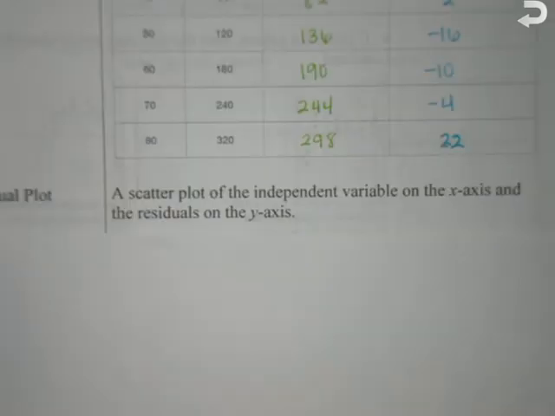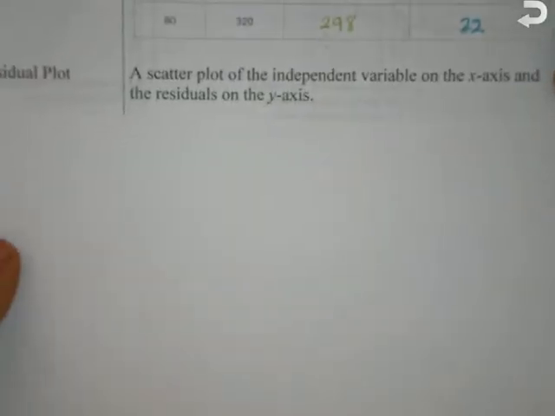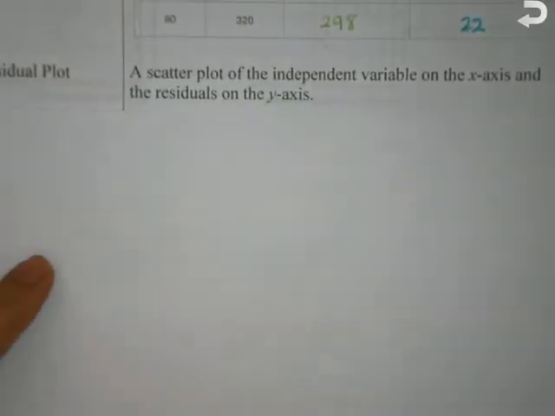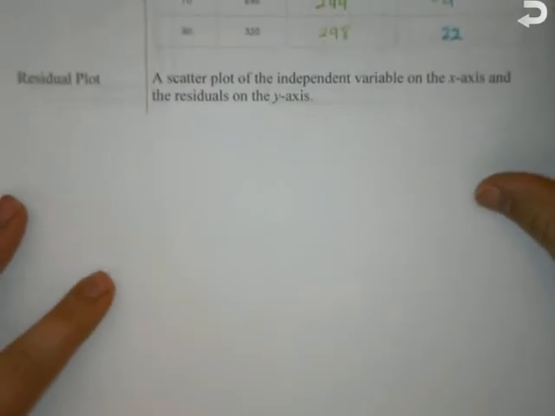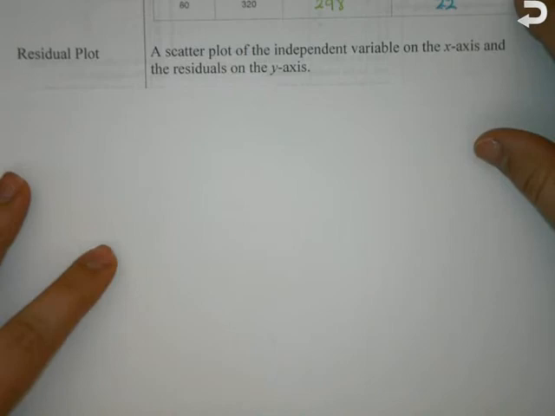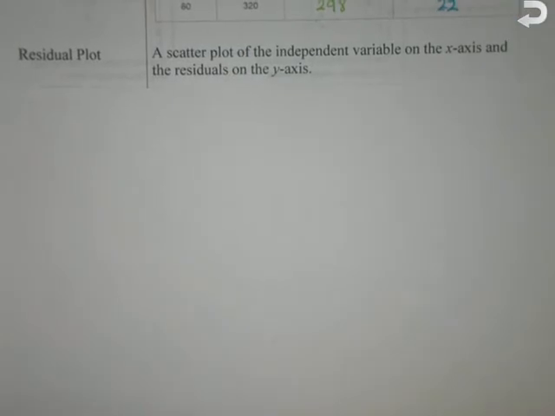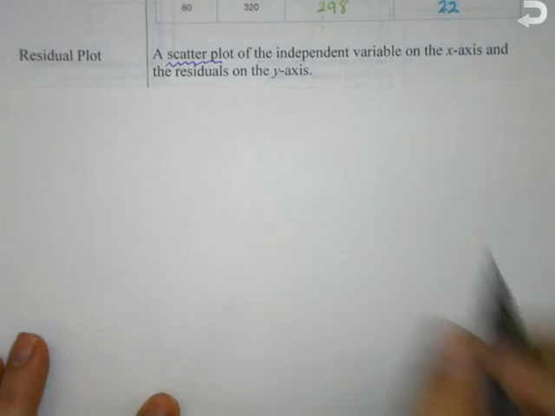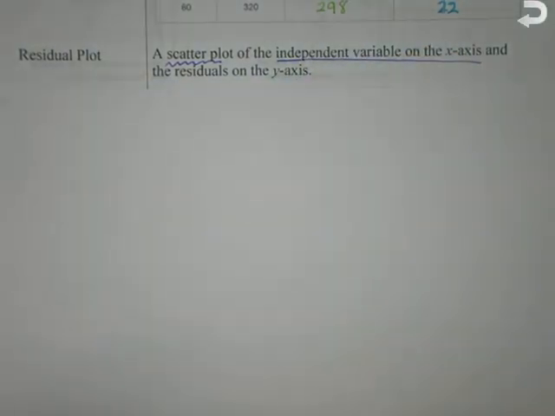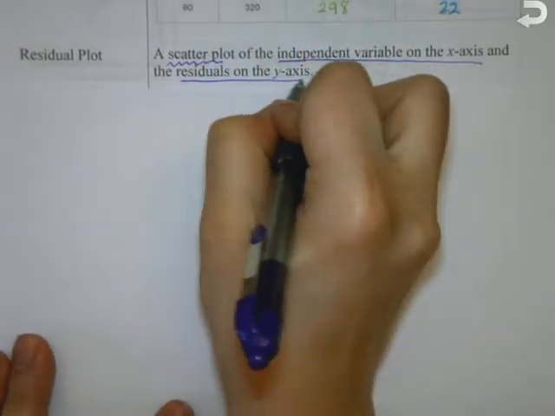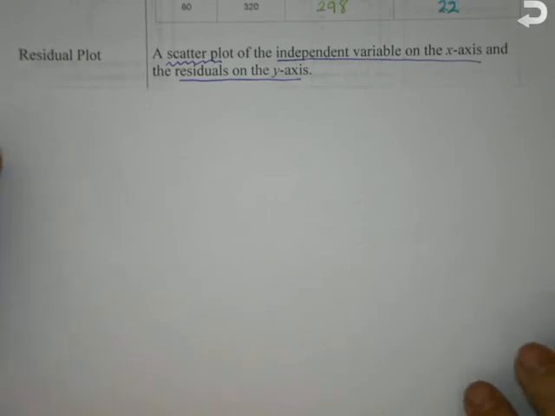Let me zoom out. A residual plot is a scatter plot of the independent variable on the x-axis and the residuals on the y-axis. Okay? So it's going to be a scatter plot. Your independent variable is on the x-axis. That's going to be the speed that we plugged in, so what we plugged in for x. And the residual values, the very last column, is going to be on the y-axis.